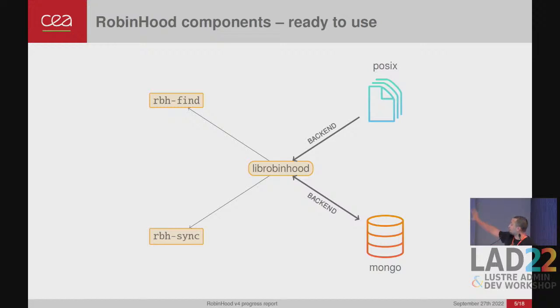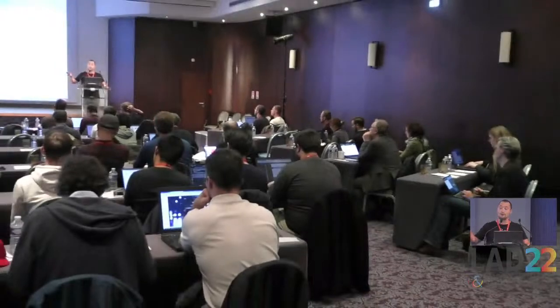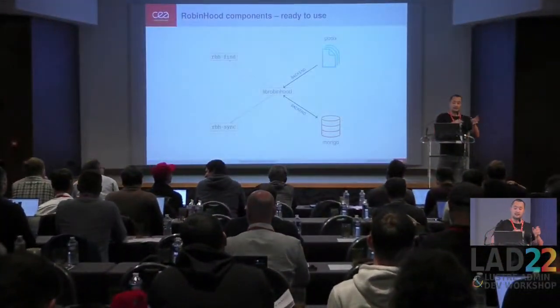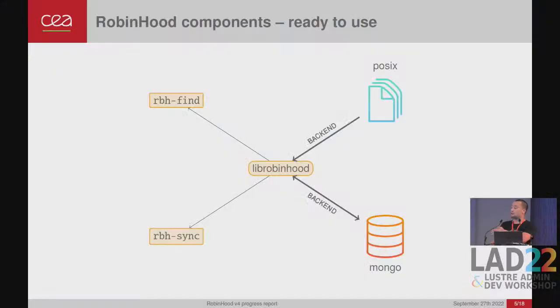And we also have two tools that were already presented in a previous lab presentation. RBHFind to query and filter all the files you have on your mirrored backend using different filters such as the size of the files, who made them, at which time, and also the RBH Sync tool here to synchronize a backend into another, and here to retrieve all the metadata of the POSIX backend to store them in the Mongo one.